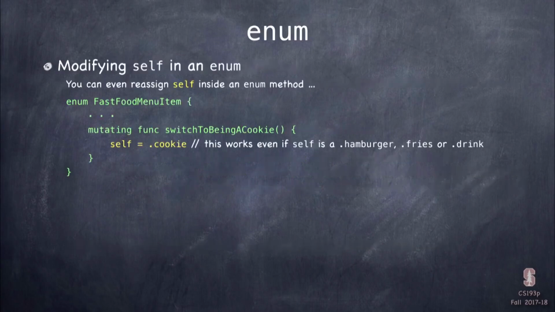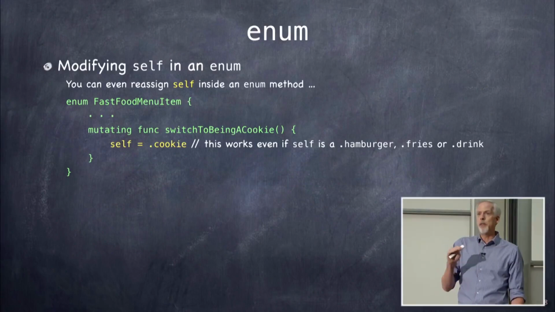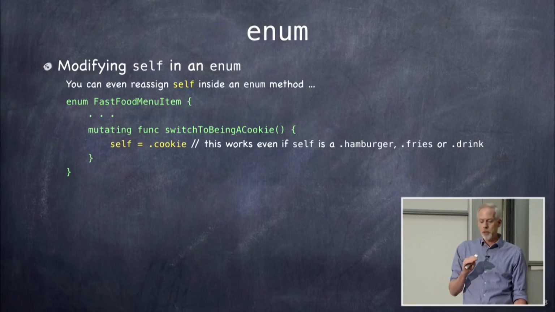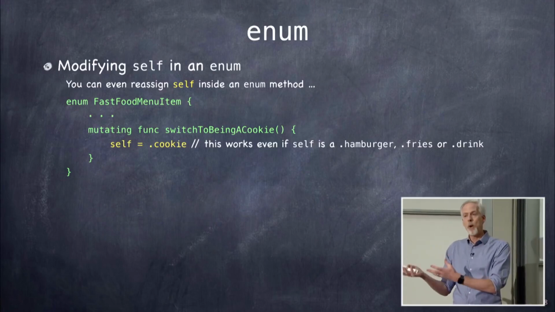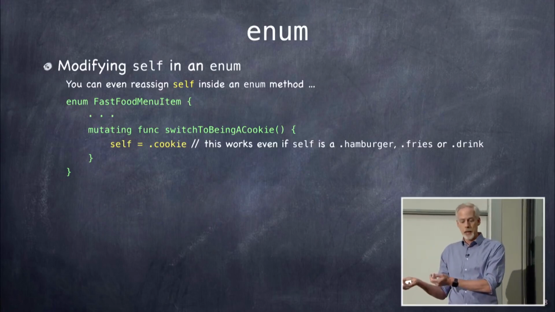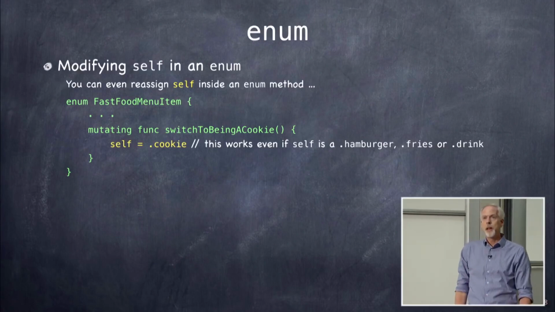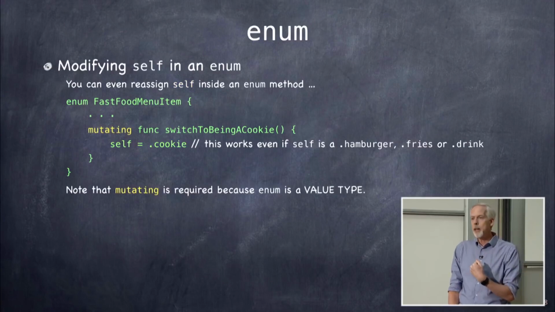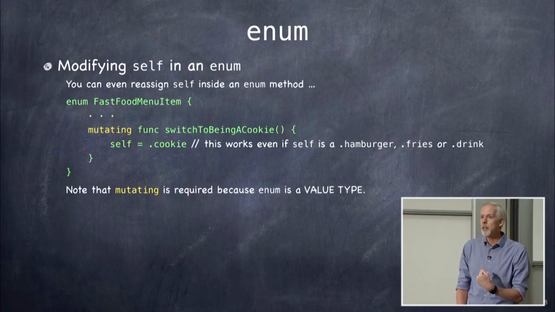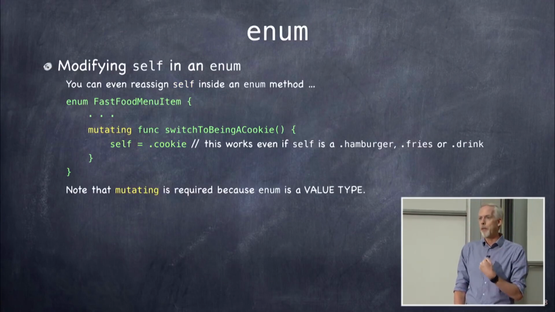You can modify self in an enum as long as it's in a var. It's modifiable. You just say self equals some other case. And if that other case requires associated data, you'll have to provide it then. Now, a very important thing to notice here, if you're going to modify yourself in an enum by saying self equals, that's the only way to modify yourself, by the way, then you have to put mutating in front of the function that mutates you, that modifies self.